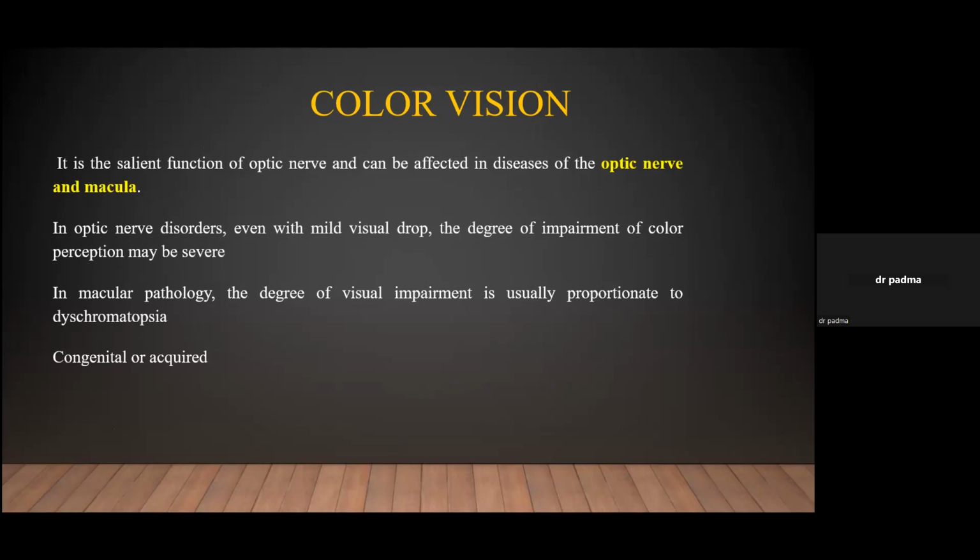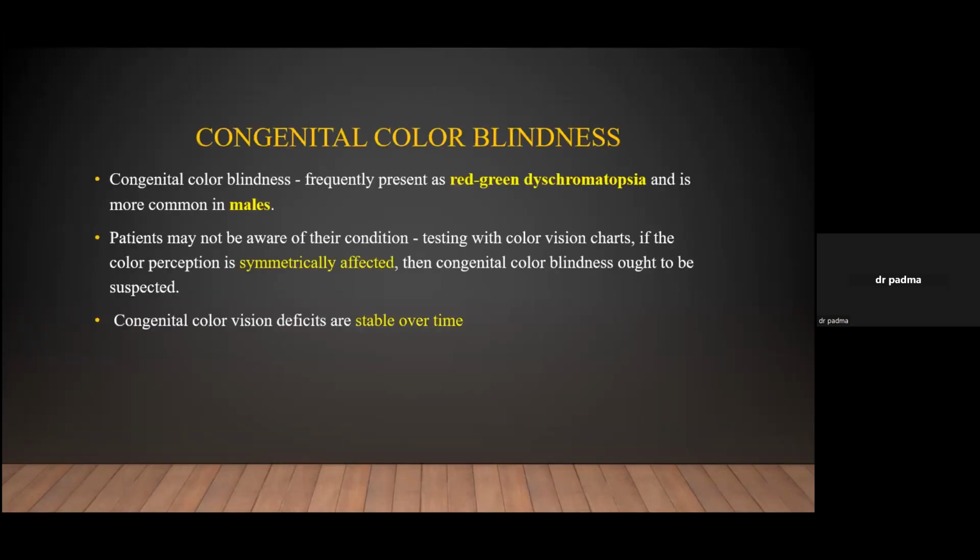And color vision defect can be congenital or acquired. Congenital color blindness is mostly a red-green defect and is commonly seen in males. The patient may not be aware of this condition, and hence when testing with the color vision chart, if the color perception is symmetrically affected in both eyes, then congenital color blindness should be suspected, and it is stable over time.